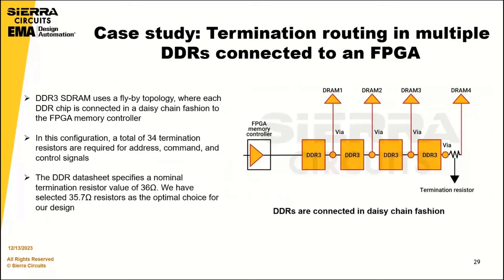The DDR3 SDRAM uses a flyby topology where each DDR chip is connected to the FPGA memory controller in a daisy chain fashion. This configuration has a total of 34 termination resistors, 25 for the address lines and 9 for command control lines. The DDR data sheet specifies a nominal termination resistor value of 36 ohms. We have selected 35.7 ohm resistors as the optimal choice for our design.